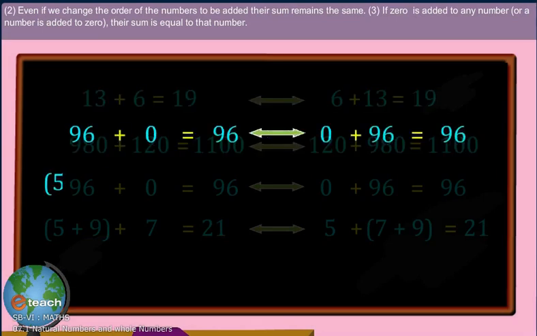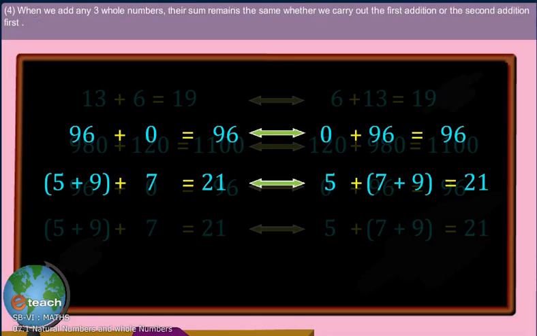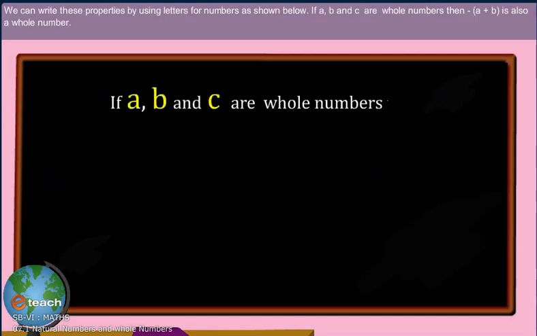3. If 0 is added to any number or a number is added to 0, their sum is equal to that number. 4. When we add any three whole numbers, their sum remains the same whether we carry out the first addition or the second addition first. We can write these properties by using letters for numbers as shown below.